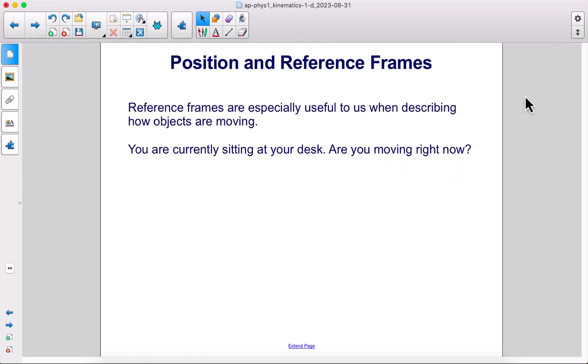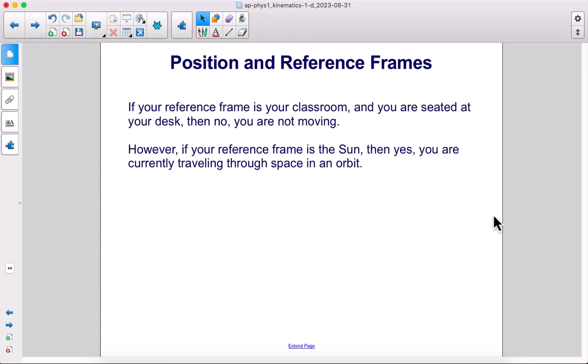You're currently sitting at your desk. Are you moving right now? If your reference frame is your classroom and you're seated at your desk, then no, you are not moving. However, if your reference frame is the sun, then yes, you are currently traveling through space in an orbit.